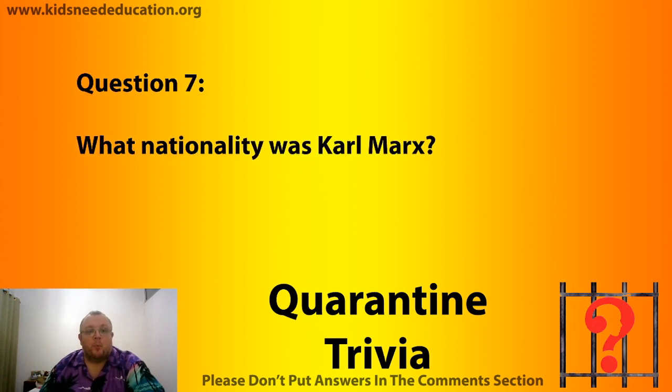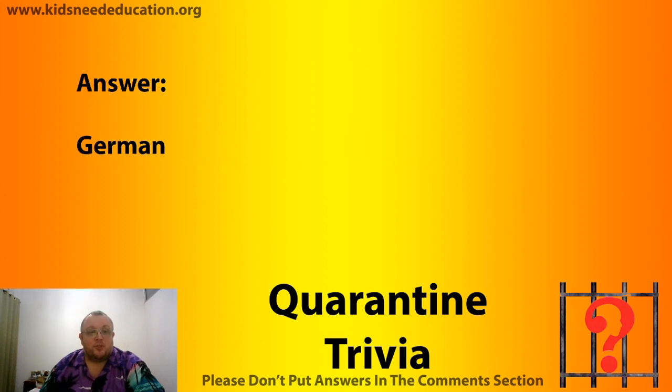Question number 7. What nationality was Karl Marx? Well, he was German. Well done if you got that.